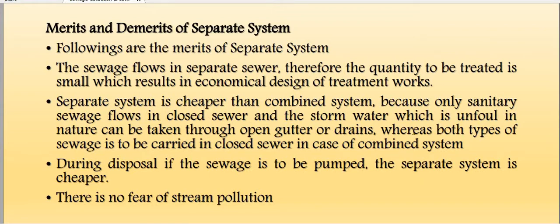If it is carried in the combined system, the diameter of the pipe will be very high, and we have to carry the burden of the higher diameter pipe. But in the separate system we will have to buy the smaller section pipe, which is generally cheaper in nature. Okay. So during disposal of the sewage which is to be pumped, the separate system is cheaper.